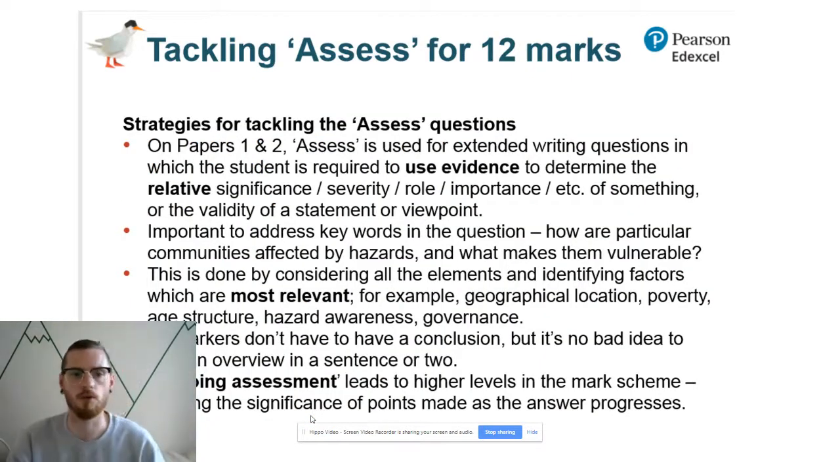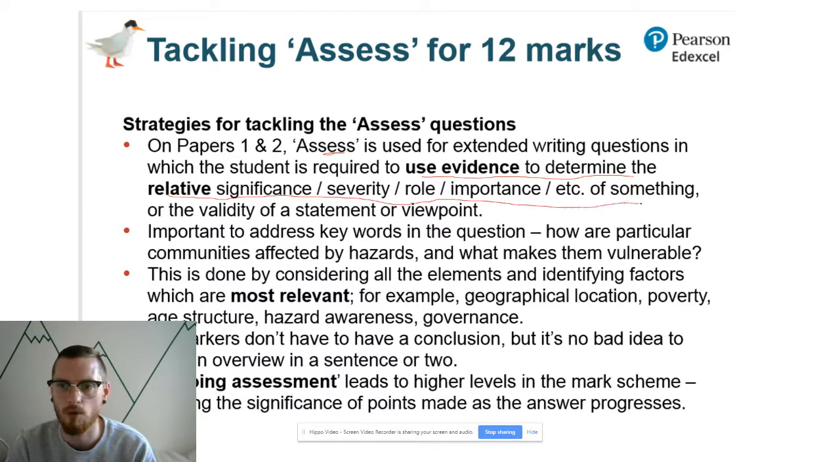So again, from the exam board, you might want to pause this and have a read of it yourself. On paper 1 and 2, assess is used for extended writing questions in which students are required to use evidence to determine the relative significance, severity, role, and importance of something. That's my PEE structure. That's the significance. That's the judgment that you must make.